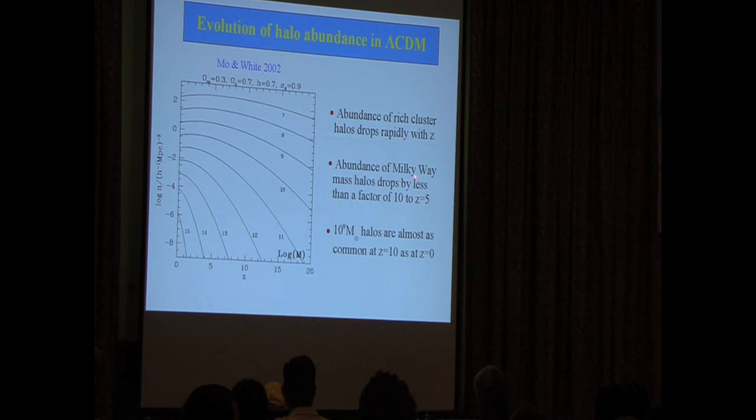So that's summarized here. Rapid abundance drop for the rich clusters. Milky Ways, 10^12, drop by less than an order of magnitude all the way back to redshift 5, so most of the region where we see real galaxies. And 10^9 solar mass halos are almost constant out to redshift 10.